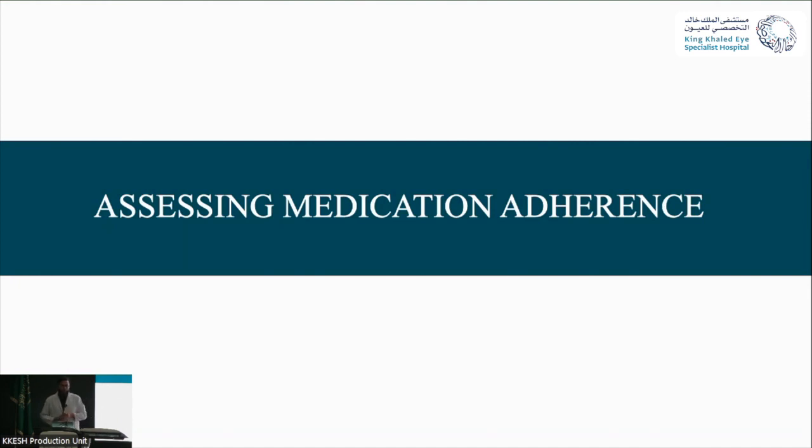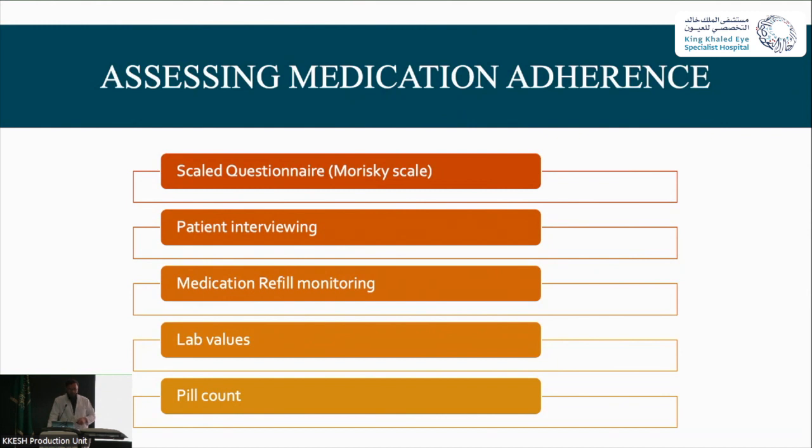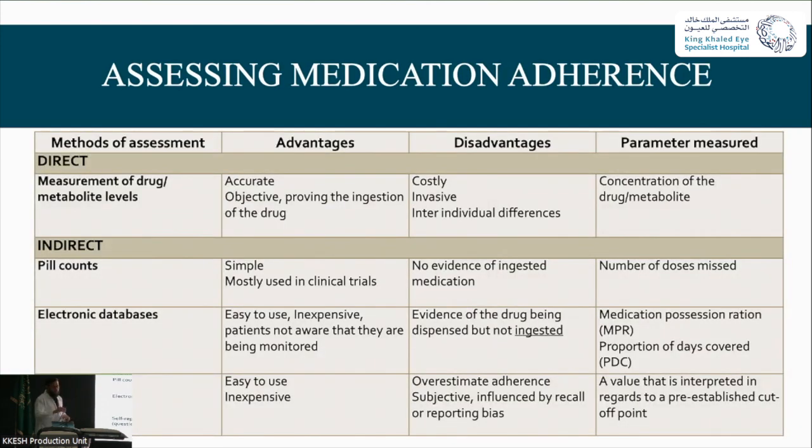We are now coming to more practical approaches that we can apply to our practice and research in assessing medication adherence. There are five or six ways. The first and most common way is through a scaled or validated questionnaire. One of the most common examples is the Morisky scale, which I will show in the next slide. It is a set of eight questions that you ask the patient, and you get a percentage showing whether this patient is adherent or not. Also patient interviewing, medication refill monitoring, lab values and pill count. I will explain these in the next slide.